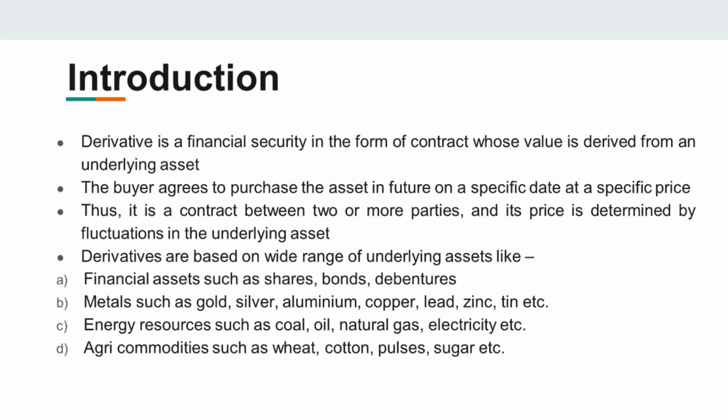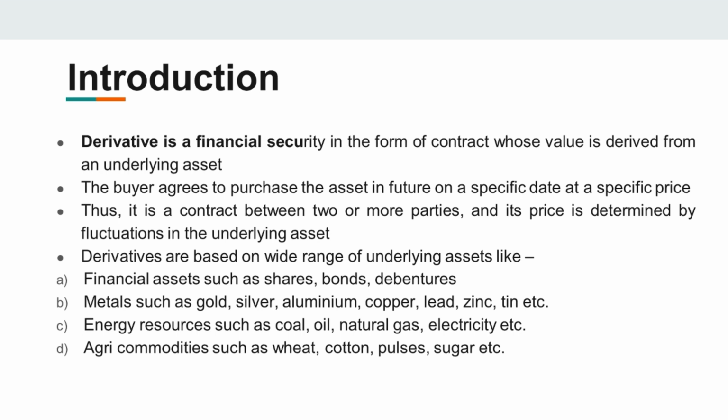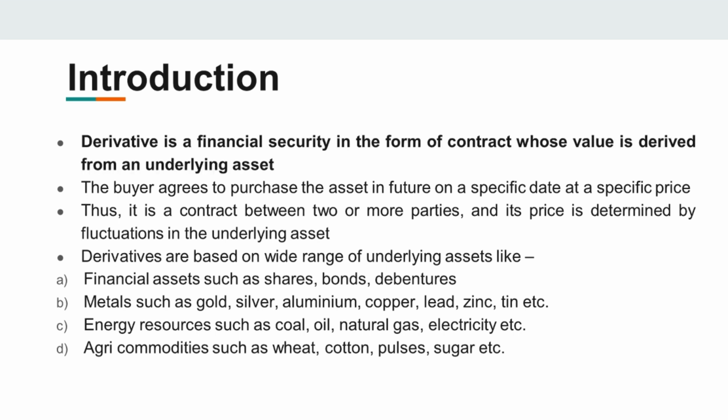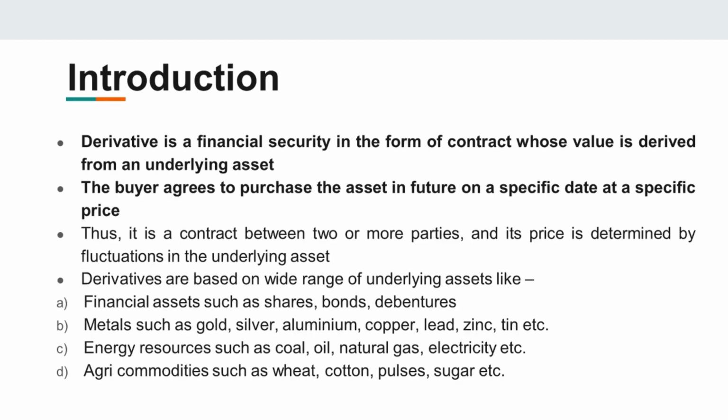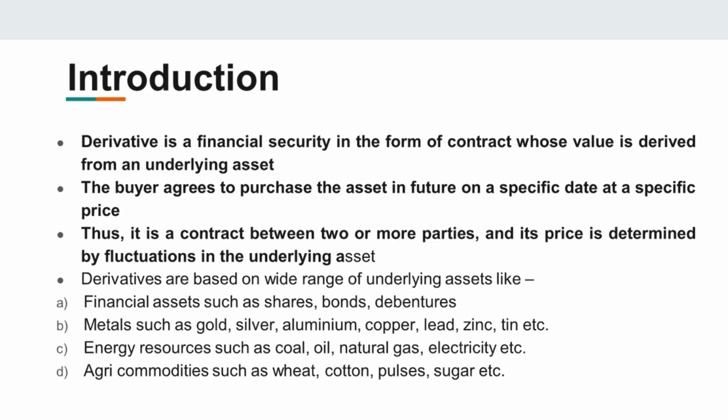So let's start with the introduction. Derivative is a financial security in the form of contract whose value is derived from an underlying asset. The buyer agrees to purchase the asset in future on a specific date at a specific price. Thus, it is a contract between two or more parties and its price is determined by fluctuations in the underlying asset. So let me make this simpler for you to understand.